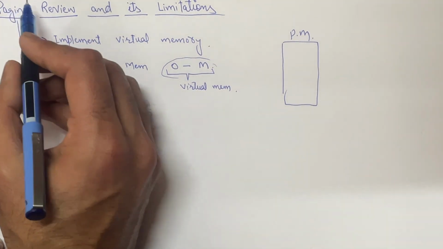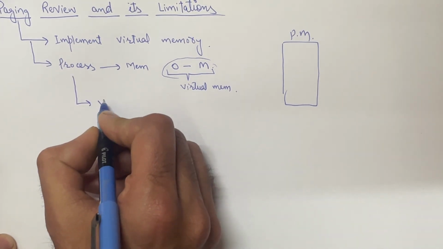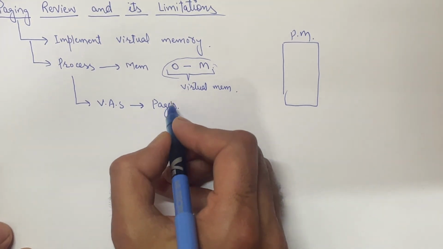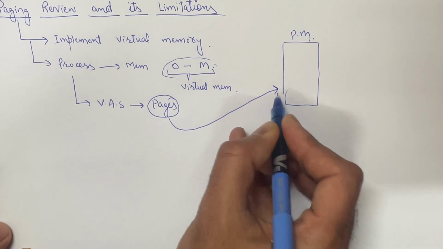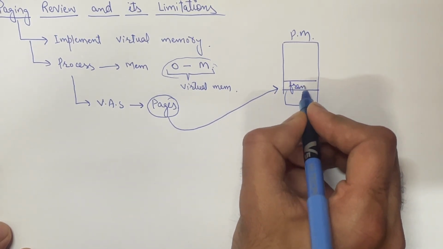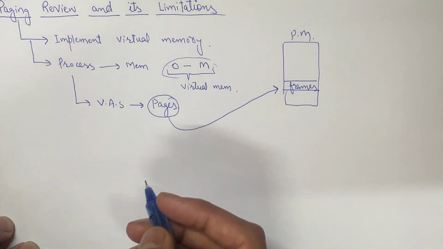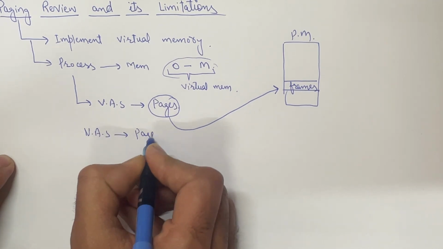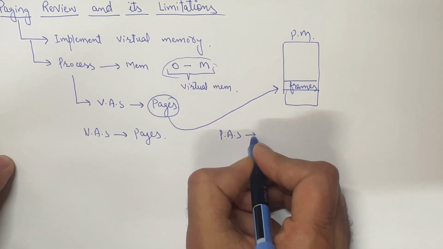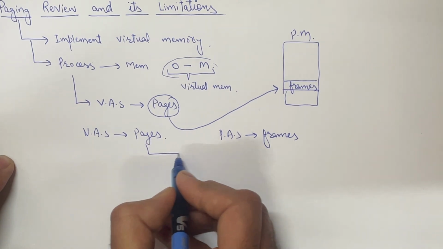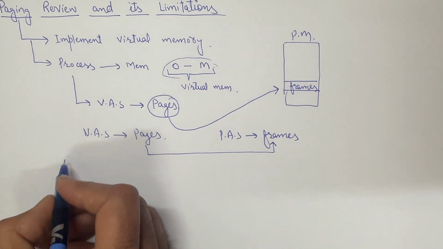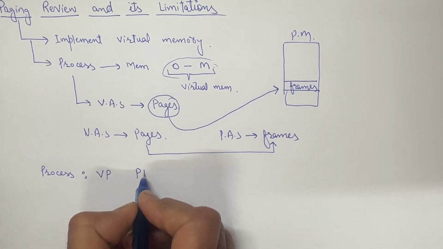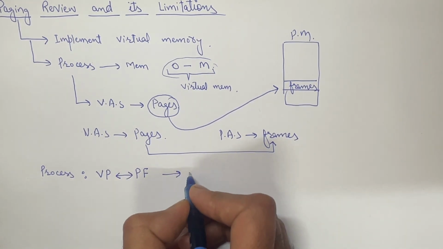Fine. So what we are doing in paging is that for every process we are dividing its virtual address space into pages. Okay, and then we are mapping these pages into fixed size blocks of physical memory, which are called frames. So in paging, we are dividing the virtual address space into pages, we are dividing the physical address space into frames, and then we are mapping these pages into frames. Fine. And for every process, we are storing this mapping of virtual pages into physical frames. This mapping is stored in a table which is called the page table.